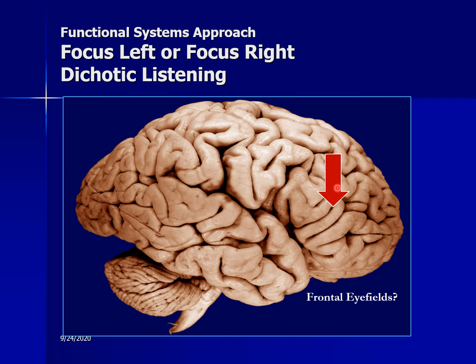And so here we're asking our subjects to focus. This is a dichotic listening study again, like we just talked about. They're getting sound in both ears at the same time, but we're asking them to focus either on the left ear or focus on the right ear. So we're using some of the capacity of this right frontal lobe or left frontal lobe to focus the intention.